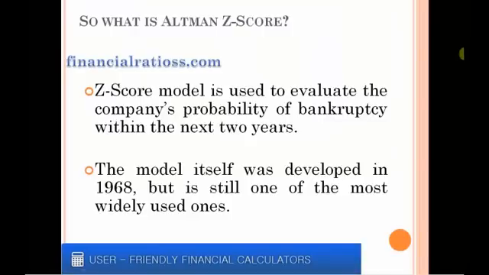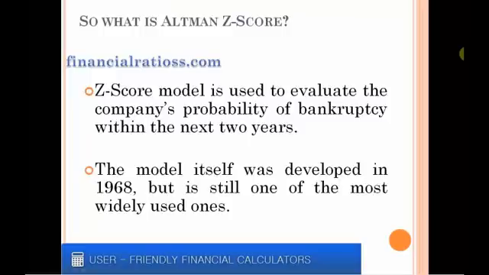Altman Z-Score is a mathematical model used to evaluate the company's probability of bankruptcy within the next 2 years. This model was created by combining 5 different financial ratios, calculated by using the accounting data of those companies that had already gone bankrupt in the past. The model itself was developed in 1968, but is still one of the most widely used ones.